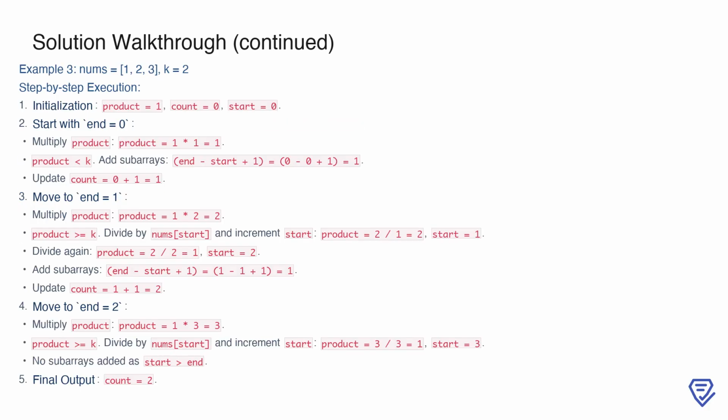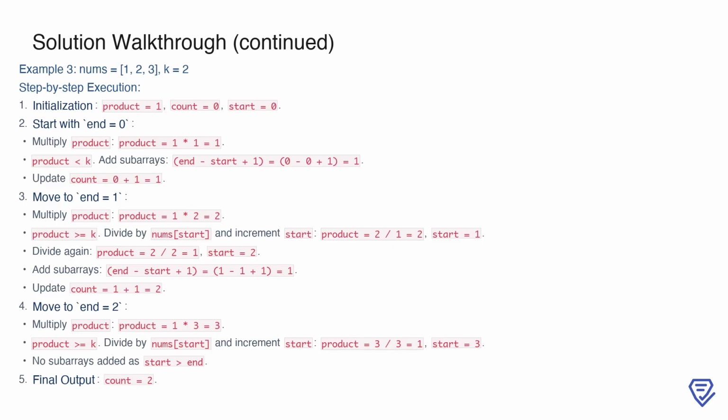Let's examine a third example with nums as [1, 2, 3] and k is 2. After initializing product, count, and start, we begin with end at index 0. Multiplying product by nums[end] gives 1, which is less than k, so we count the subarray [1], adding 1 to count. Next, we move end to index 1, making the product 2 after multiplying by nums[end].